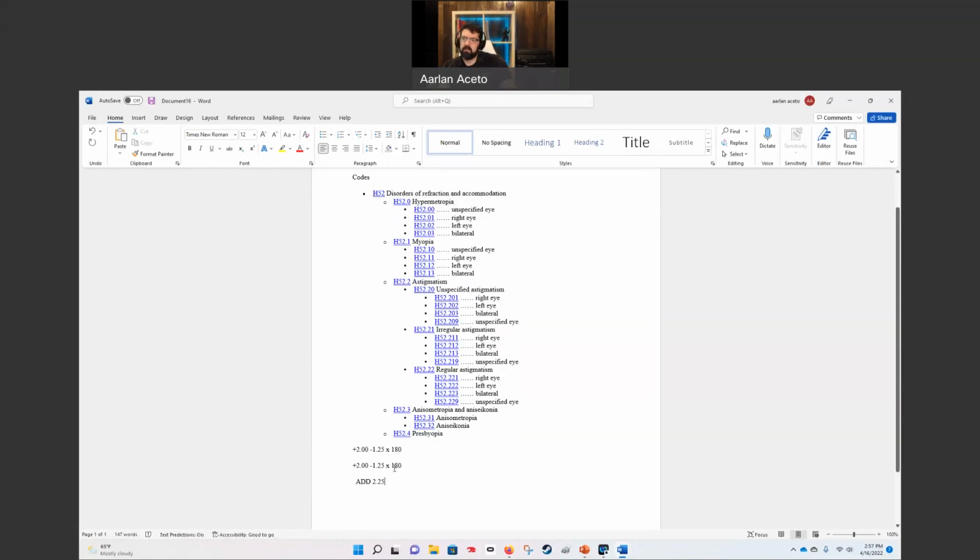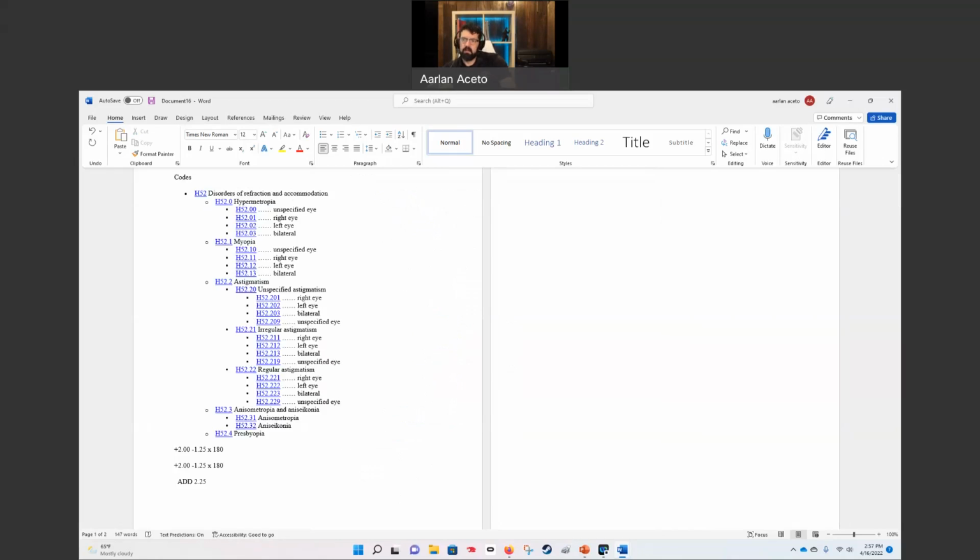So this person would have H52.03, which is hyperopia in both eyes. And then you would have astigmatism in both eyes, and it would be regular astigmatism bilaterally.